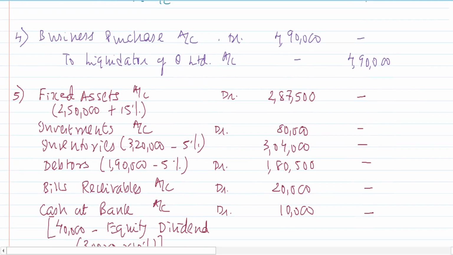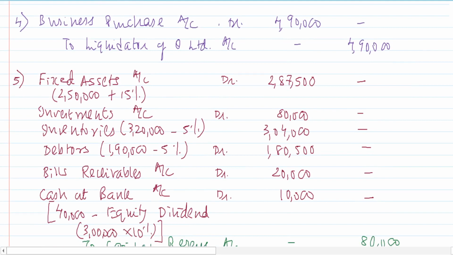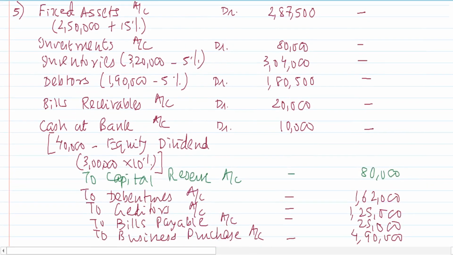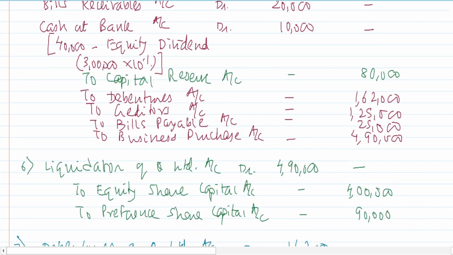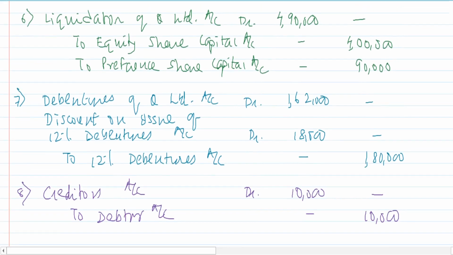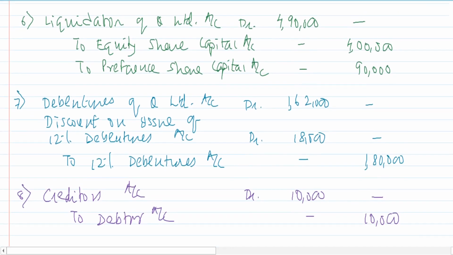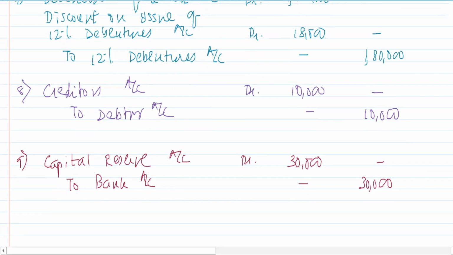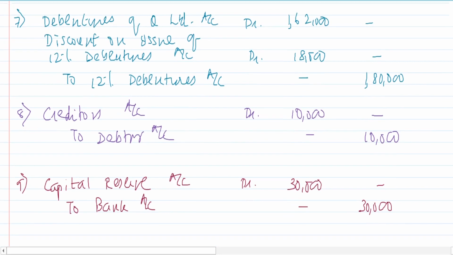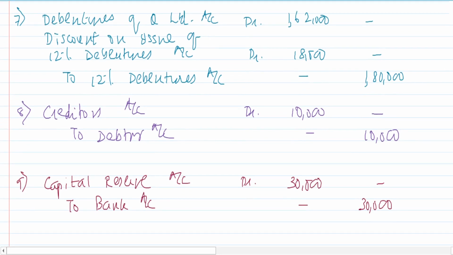This is for the business purchase. And this is, of course, one of the main accounting entries. If pending, pause and complete. This is for the settlement of purchase consideration, issue of our debentures, and then the elimination of mutual obligation, and finally payment of the liquidation expenses.